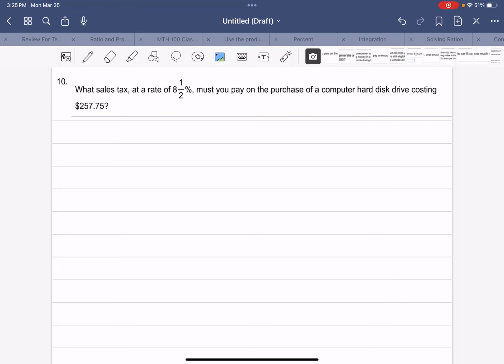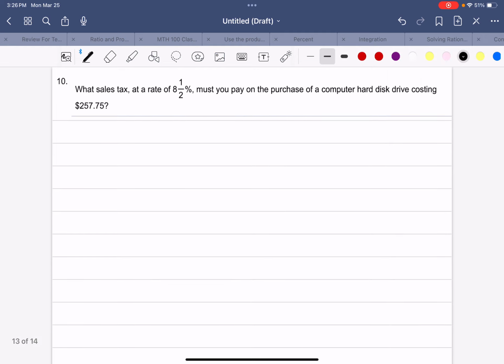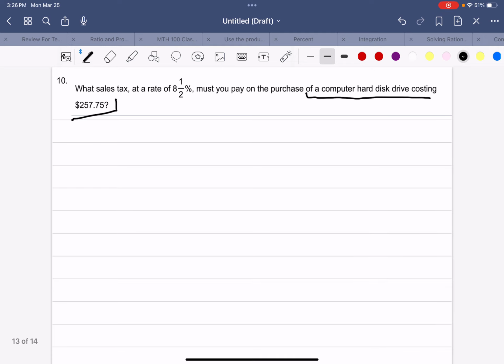Example 10. What sales tax at a rate of 8.5% must you pay on the purchase of a computer hard disk drive costing $257.75? I'm going to do this by proportion. I'm going to point out that the word "of" is in front of the hard drive disk cost. So we want percent over 100 equals is over of.